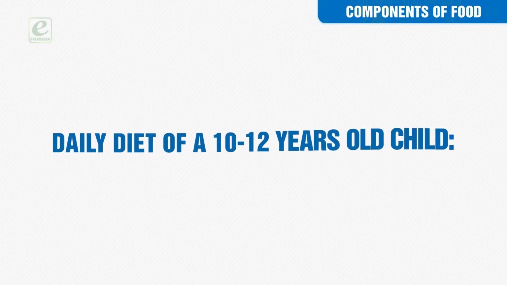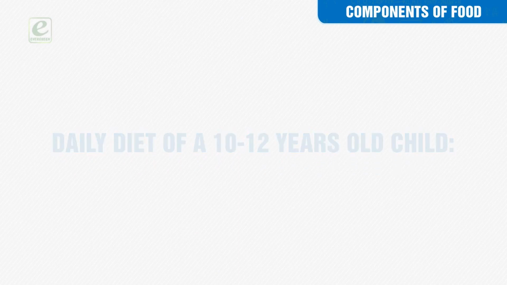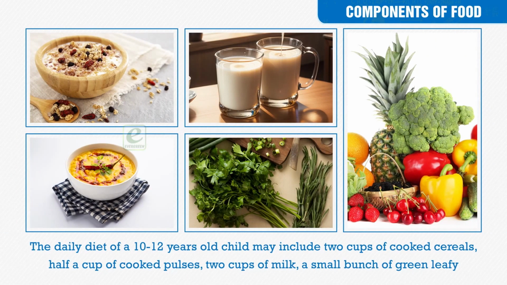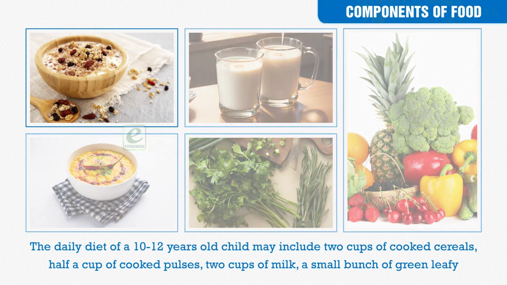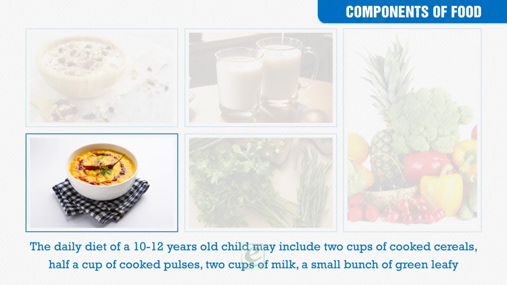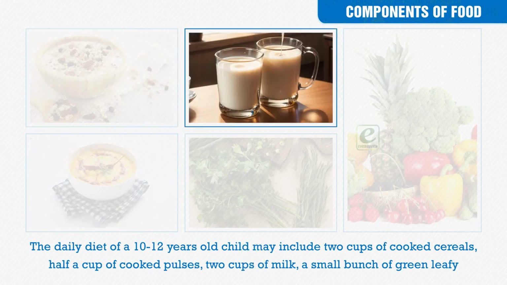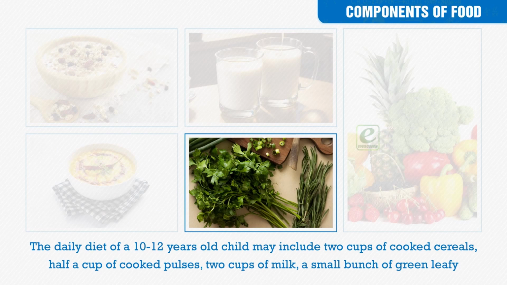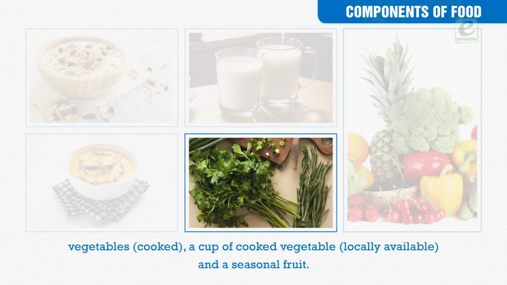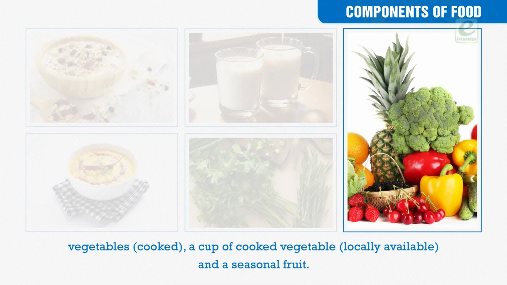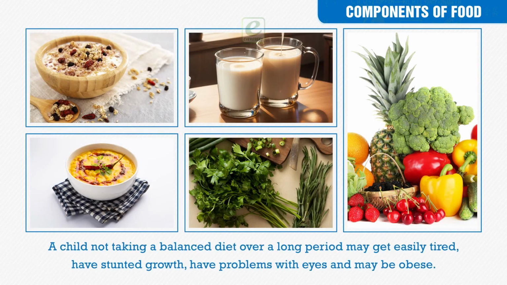Daily diet of a 10 to 12-year-old child. The daily diet of a 10 to 12-year-old child may include 2 cups of cooked cereals, half a cup of cooked pulses, 2 cups of milk, a small bunch of green leafy vegetables, cooked, a cup of cooked vegetable, locally available, and a seasonal fruit. A child not taking a balanced diet over a long period may get easily tired, have stunted growth, have problems with eyes, and may be obese.